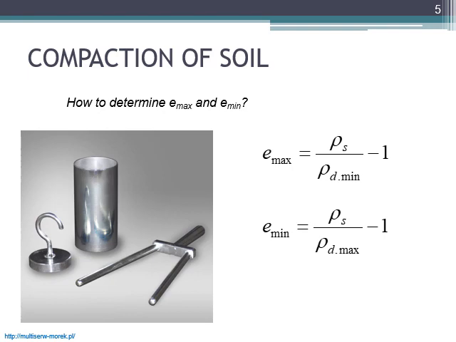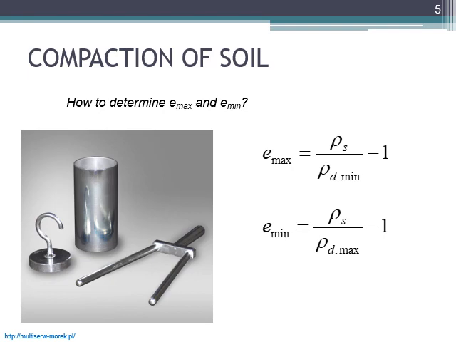The current void ratio is quite easy to determine if you know the water content of the soil, its saturation, and the relative gravity. Then you simply use the equation that you learned during lecture number 2, and you can calculate the void ratio. But what about the maximum and minimum void ratio? To determine them, you would need to know the particle density of the soil and, for instance, the dry density of the soil.